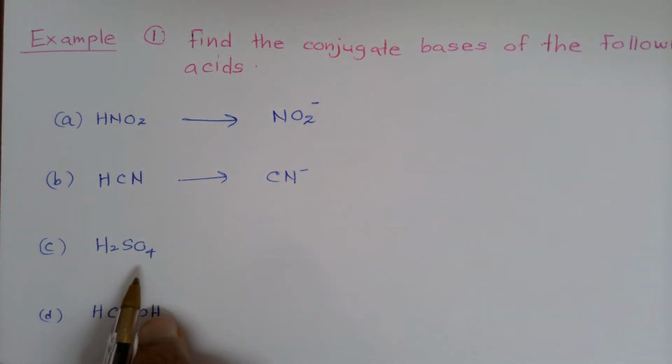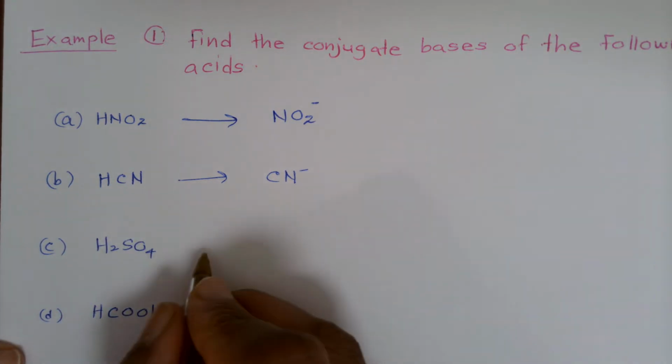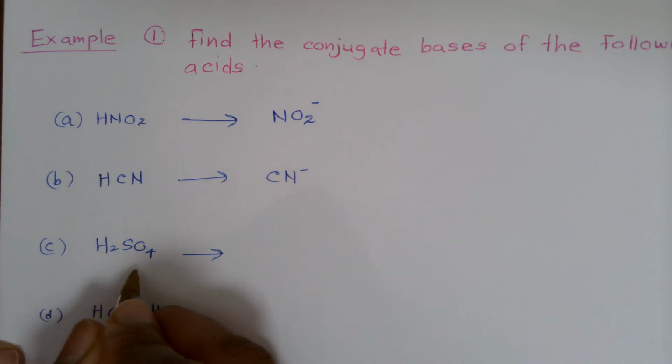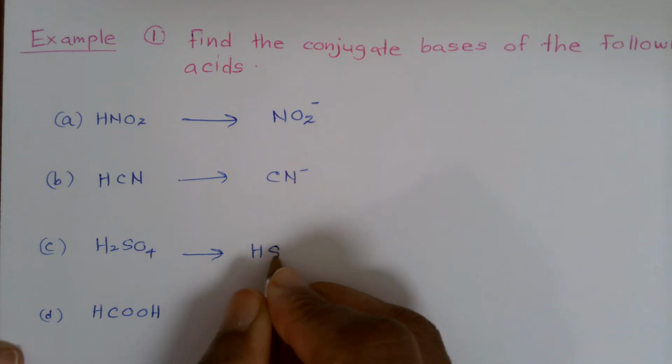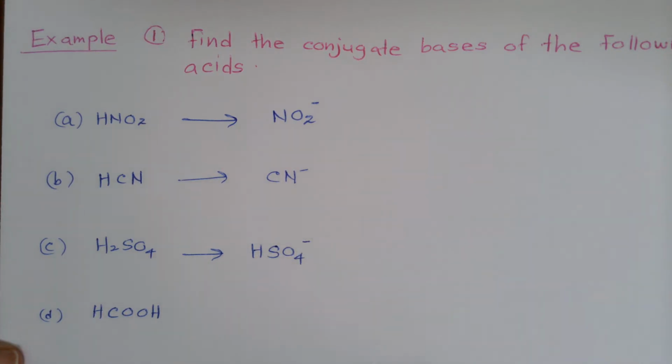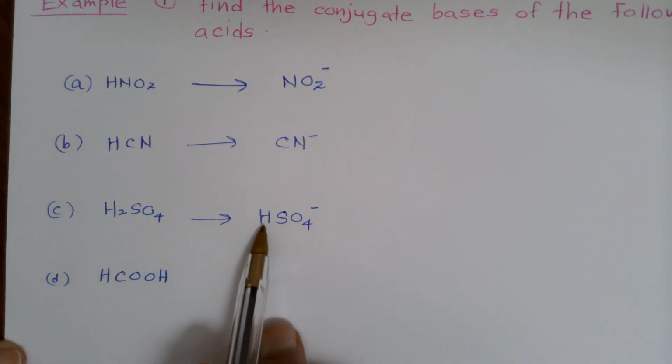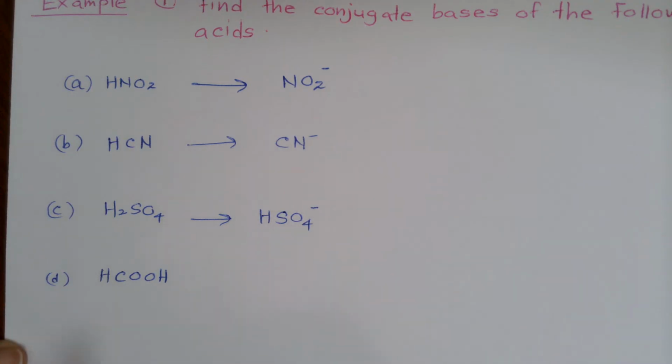Next one, sulfuric acid, one of the seven strong acids. If you remove one hydrogen from here, it becomes HSO4-. One hydrogen is still there, only one H+ is removed to become the conjugate base. HSO4- we call bisulfate, or another name is hydrogen sulfate.